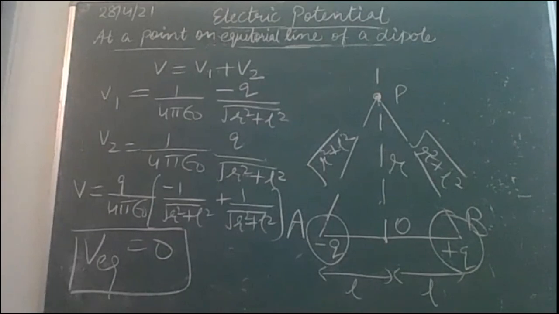So see how simple this derivation has become, because potential is a scalar quantity. We didn't need to take any direction for this. So potential at a point on equatorial line, remember, is always 0. Got this now? Yes, tell me, if anyone has any doubt in today's derivations, let me know.